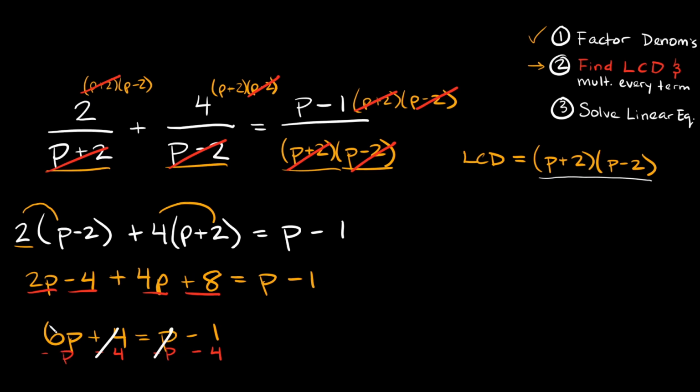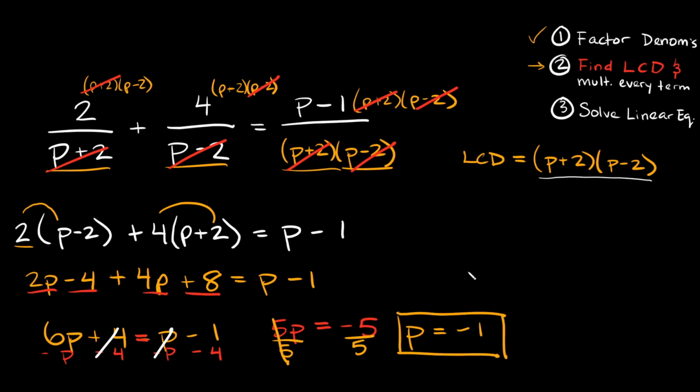So on this side, we're left with 6p minus p, which is equal to 5p. And then that's equal to this right here, negative 1 minus 4, which is equal to negative 5. All right, so then to solve for p, just divide by 5 on both sides. Okay, so then these 5's cancel out, and we're just left with p is equal to negative 5 divided by 5, which is equal to negative 1. All right, so then that's your answer right there. P is equal to negative 1.